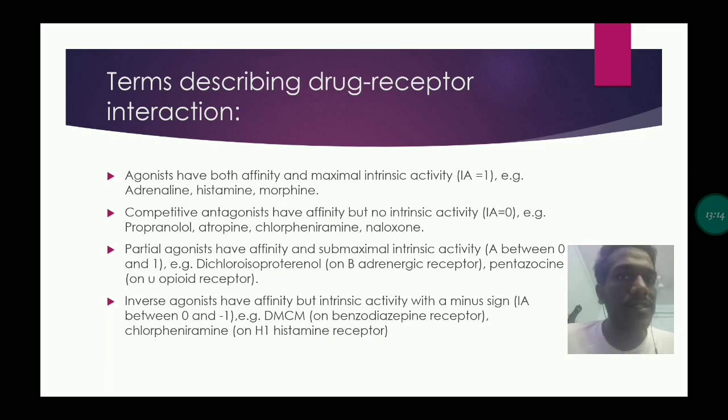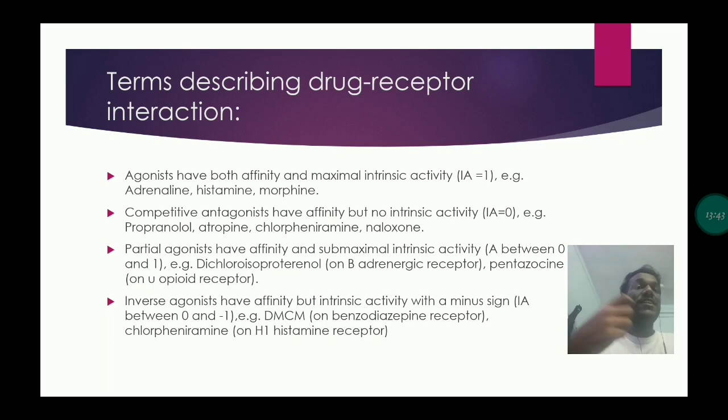So that's what the theory explains. Then the partial agonist. Here it has affinity but its intrinsic activity is below 1, so it doesn't produce a proper response, but it does have affinity and it's closer to the agonist than to the competitive antagonist. So we have here the partial agonist.